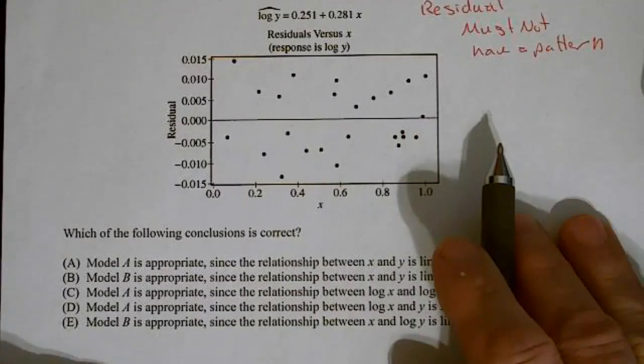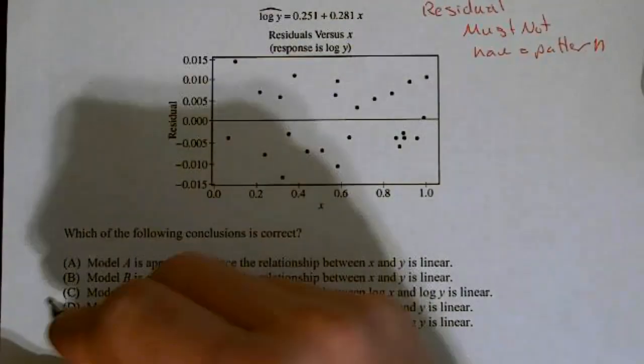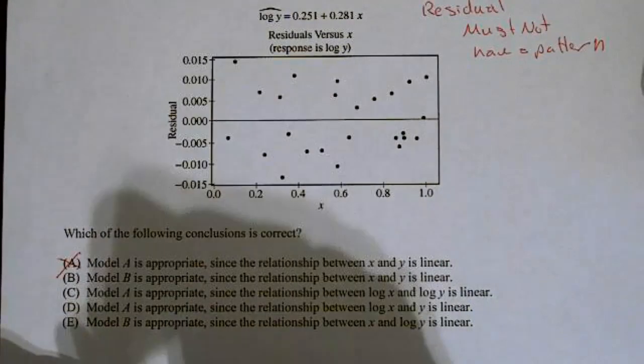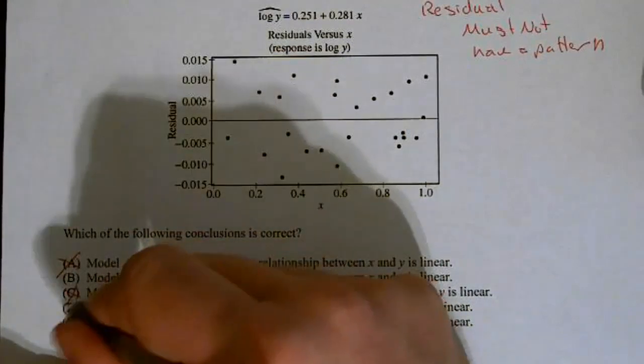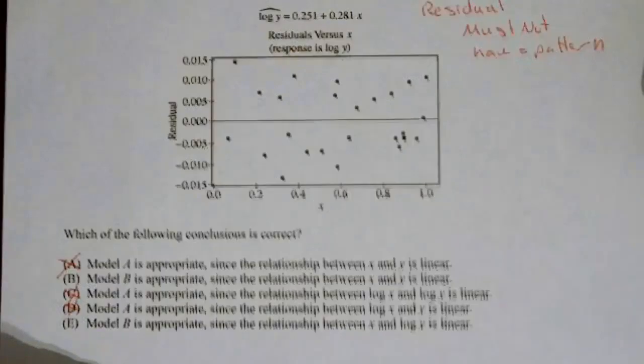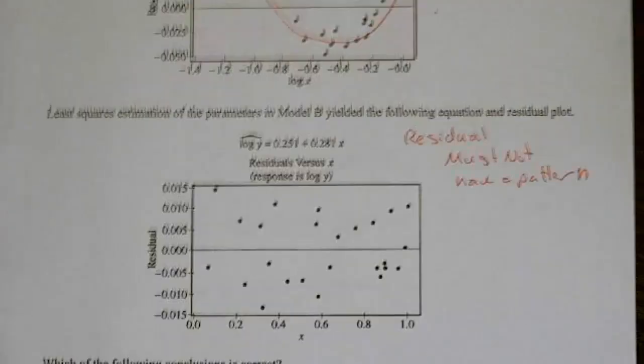So model A is appropriate. Anything that says model A is appropriate, I don't like. That gets rid of this one. That gets rid of this one. And that gets rid of that one. So the only ones that could be are B and E. All right.